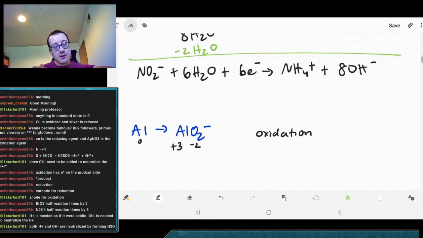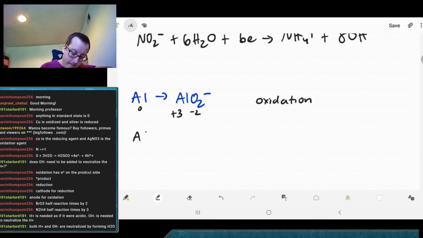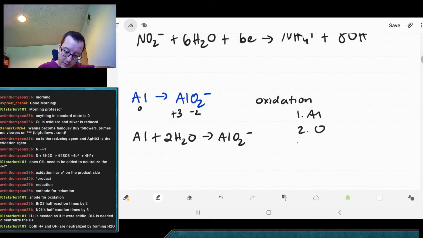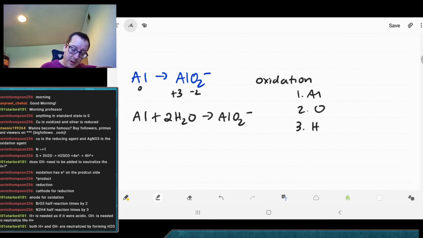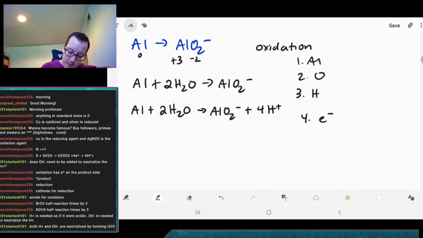We have aluminum's already balanced. Let's go ahead and balance oxygens. So we get that. So first was aluminum, second was oxygen, third now hydrogen. So if we do that, we have 4 on the left, we need 4 on the right. And then the fourth one is electrons. So it looks like we have an overall plus 3 on the right, 0 on the left, so we need to add 3 electrons.